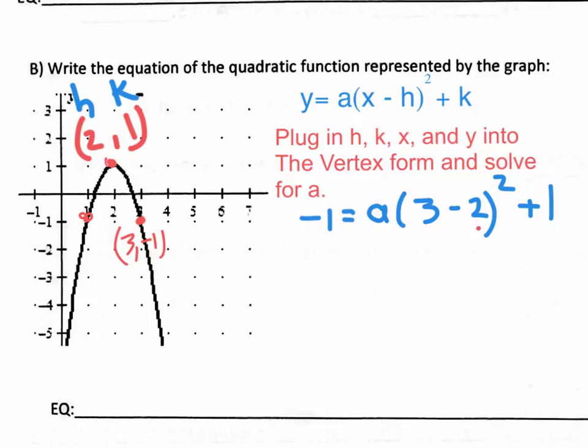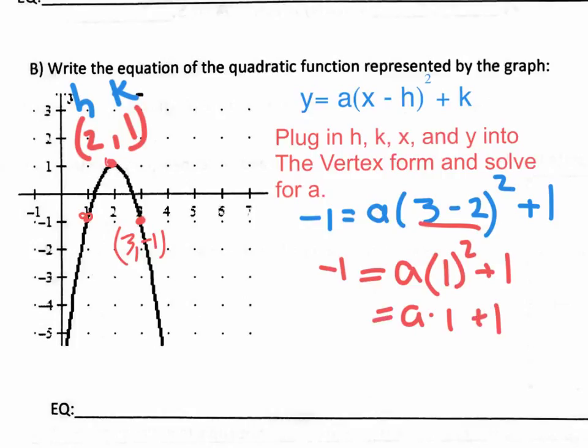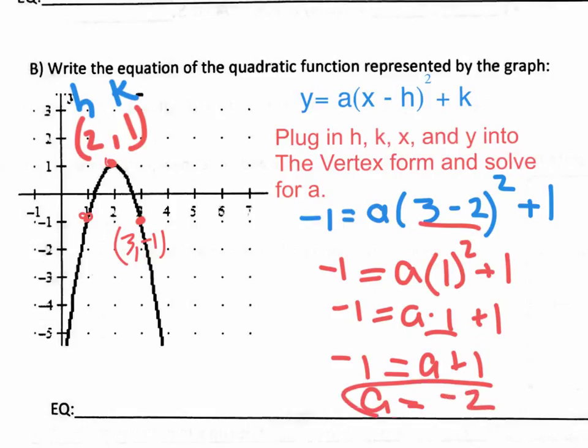So when I go inside the parentheses, 3 take away 2 is 1. 1 squared plus 1 at the end with the a out in the front equals -1. So what is 1 squared? That's 1 times a plus 1, and it equals -1. So when I go a times 1, that's just a. So I have a plus 1 equals -1. So what does a equal? A equals -2. That's what my a value is.